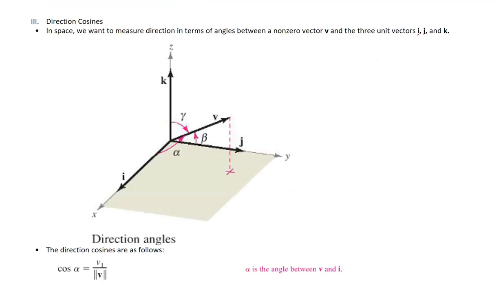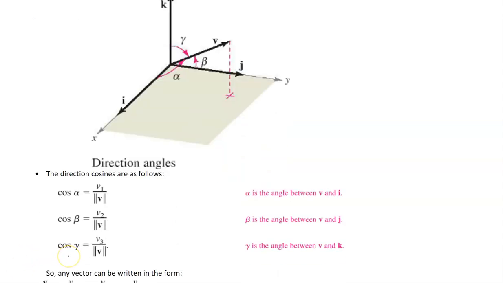Now in space, instead of thinking about the slope of a line for the direction, we want to measure direction in terms of angles between a non-zero vector v and the three unit vectors i, j, and k. So the direction cosines are as follows. Cosine of alpha is v1 over the magnitude of v. This is the angle between v and i, so you can see that here. Cosine of beta is v2 divided by the magnitude of v, so that would be this one here, the angle between v and j. And cosine of gamma is equal to v3 divided by the magnitude of v, which is the cosine of the angle between v and k, and you can see that there.